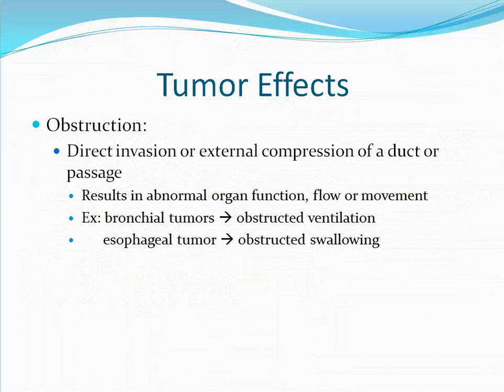A second effect is obstruction. This is direct invasion or external compression of a duct or a passage, which results in abnormal organ function, flow, or movement. Examples of this would be with bronchial tumors, you would have obstructed ventilation. With esophageal tumors, you would see obstructed ability to swallow.